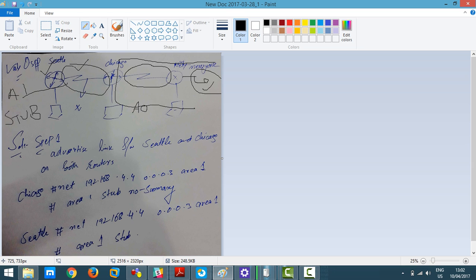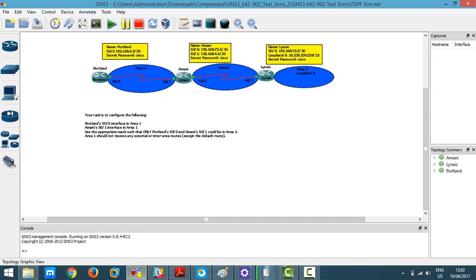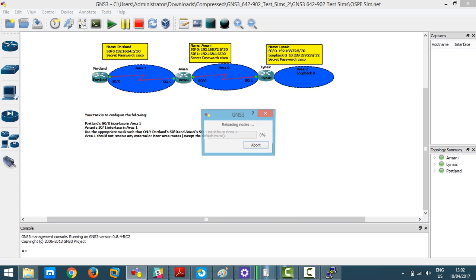I won't talk too much because that might distract your concentration, so I go straight forward to the router. Here you see the configuration. They have written the console line and the Portland router and its IP address on 0/0 is 192.168.4.5, and the password is Cisco. Let's try it. Is it true or not? Let me check it.